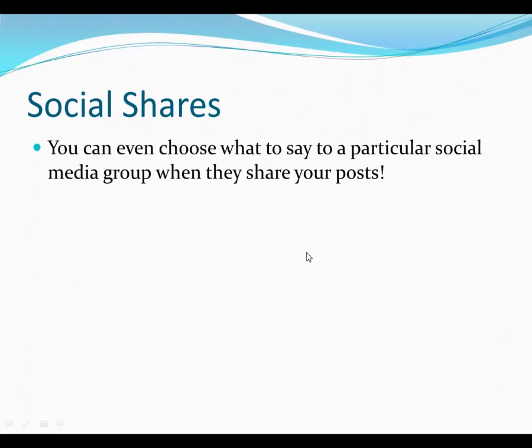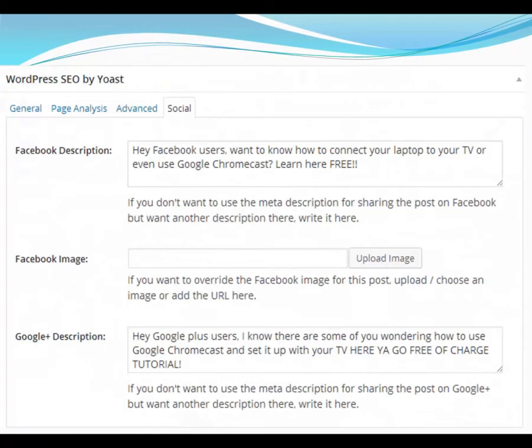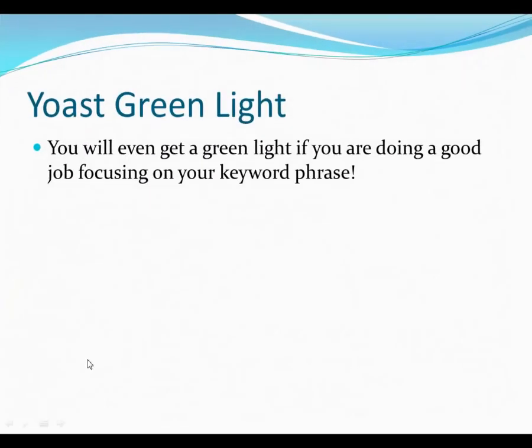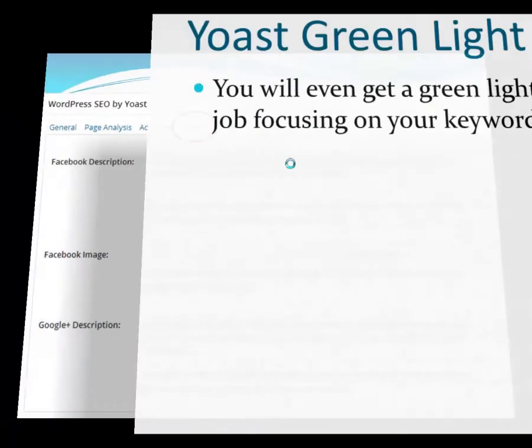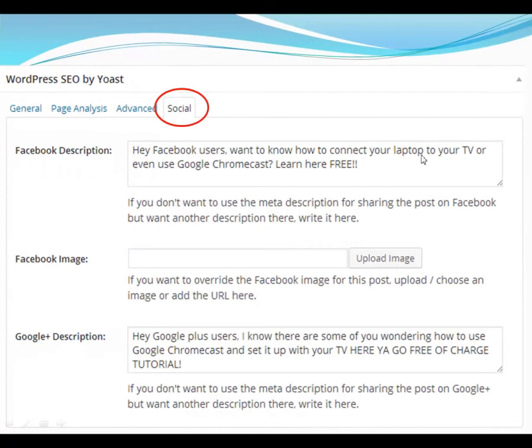Now, social shares. You can even choose what to say to a particular search engine or media group when you share your post, okay? Now, if you look at this on the last tab we have for WordPress SEO by Yoast, you could see that I can target Facebook users, right? I could say, hey, Facebook users, want to know how to connect your laptop to your TV or even use Google Chromecast? Learn for free. And when people come there and they share that on their Facebook, that's what they're going to get.